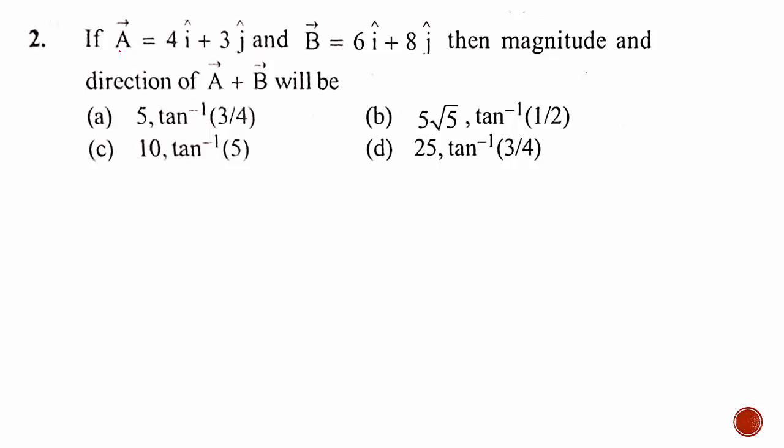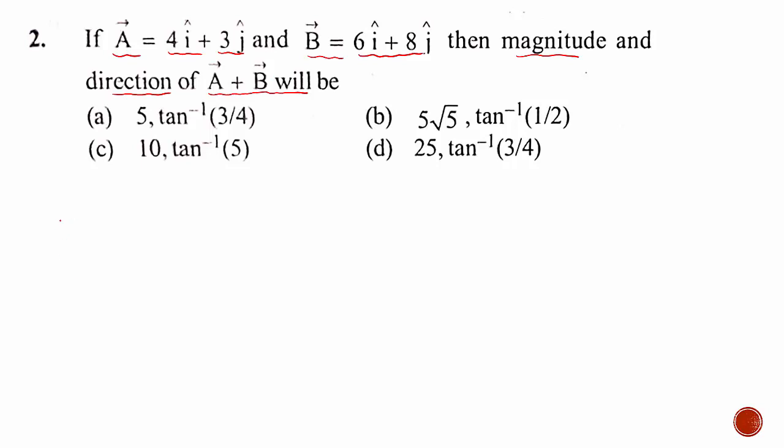Second question: if vector A is equal to 4i cap plus 3j cap and vector B equal to 6i cap plus 8j cap, then the magnitude and direction of vector A plus vector B will be. The values of vectors A and B are given. We have to find its magnitude and direction.